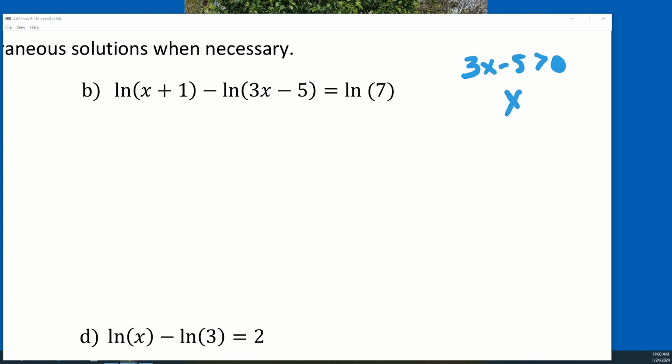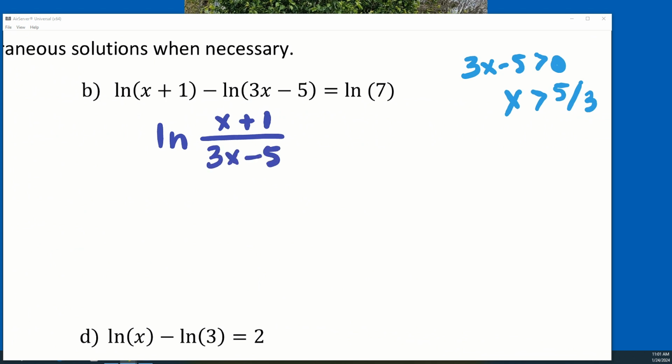So for you to have an actual answer on this problem, your x needs to be greater than 5/3. And these are separated by subtraction, so we're going to bring them together using division. The argument that's positive in the front is going to go in the numerator, and the argument that's negative is going to go in the denominator.